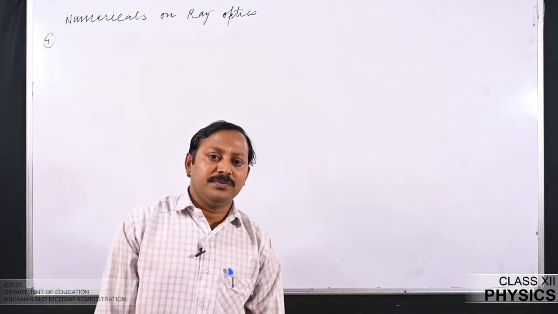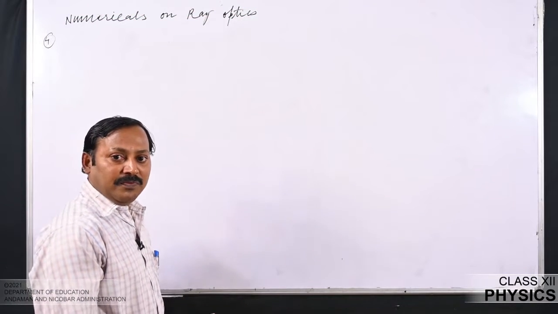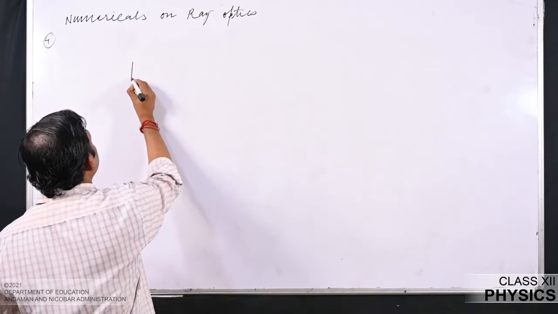Now we will try to find out the solution of this question. A ray of light is incident at an angle of 48.6 degrees on one of the faces of a rectangular slab. Here we have a rectangular slab.